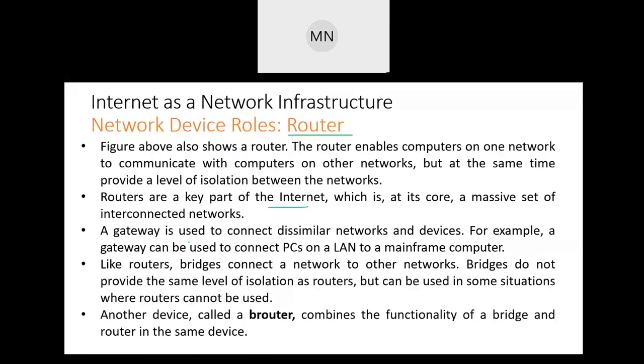A gateway is used to connect dissimilar networks and devices. So gateway is like a device which is used to connect different types of networks. Like routers, bridges connect a network to other networks, but bridges do not provide the level of isolation as routers do. There is another kind of device called a brouter, which combines the functionality of bridge and router.